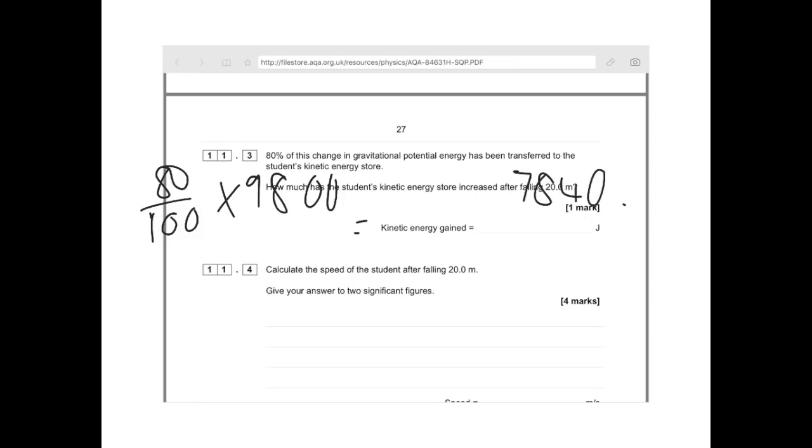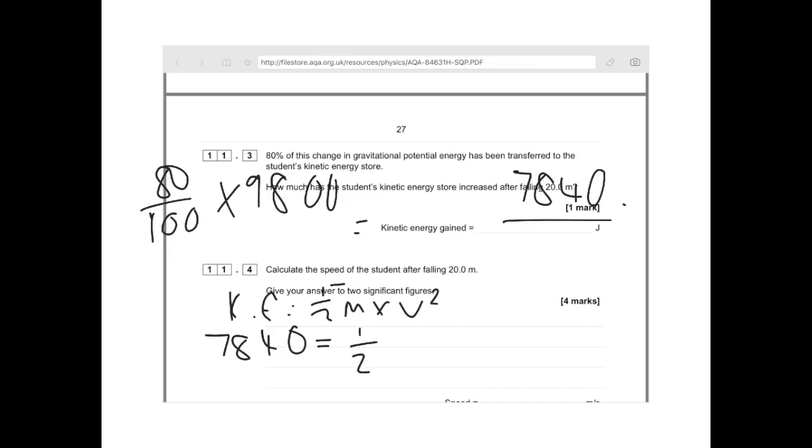Calculate the speed of the student after falling 20 meters. Give your answer to 2 sig fig. Don't forget to look back and check that you've done that. So your equation this time is kinetic energy equals half of mass times v squared. So we know kinetic energy is the number we've just calculated, which is 7,840, equals half times the mass, which was 50, times v squared, which is what we're after. So then simplify that down to 7,840 equals half of 50, which is 25, times v squared.